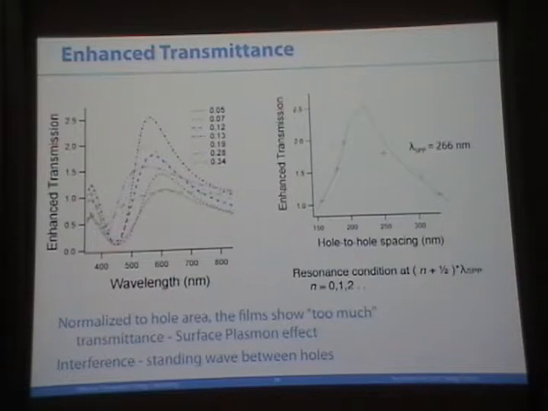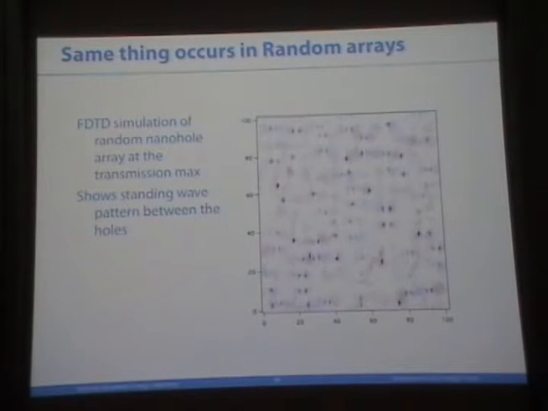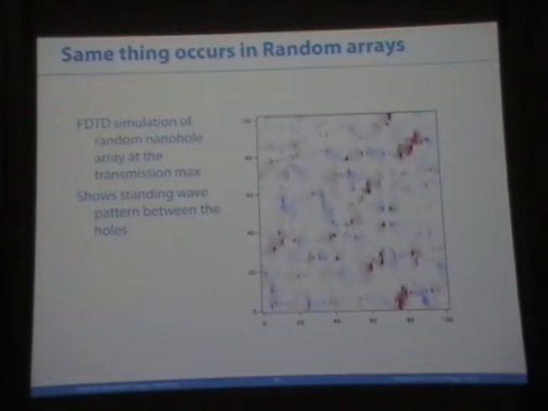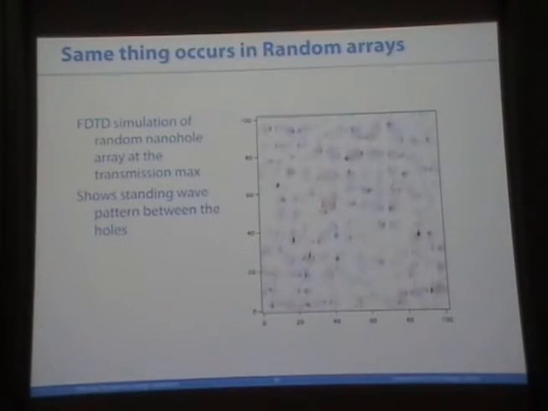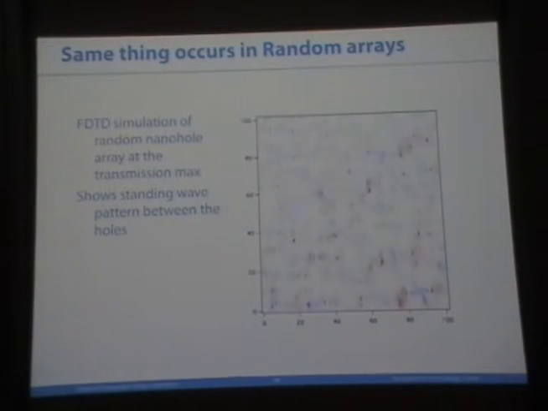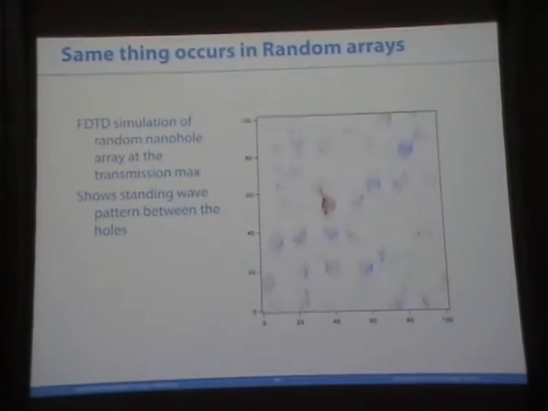And here's the enhanced transmission as a function of the hole spacing, and that goes through a distinct maximum. This maximum is actually caused by the surface plasmon forming a standing wave between 2 holes. So this is a fairly classical effect, actually. Here's an example of one of those finite difference time domain simulations, and there are the little holes. If you look carefully, you can see these standing waves occurring between 2 holes. You see, for example, over here where it goes from red to blue, and that's a little half-wave standing wave in between.